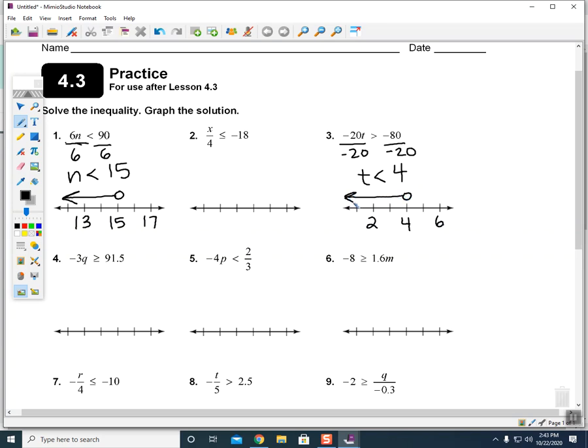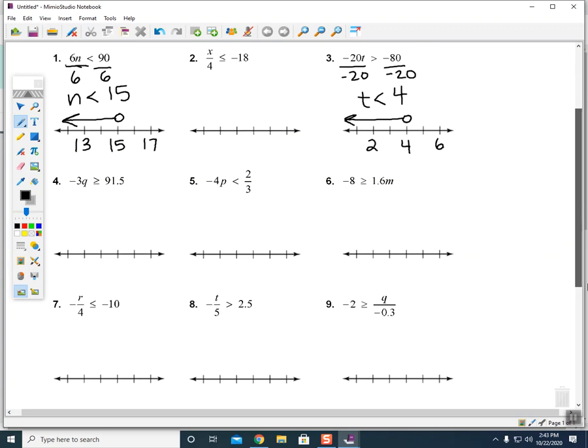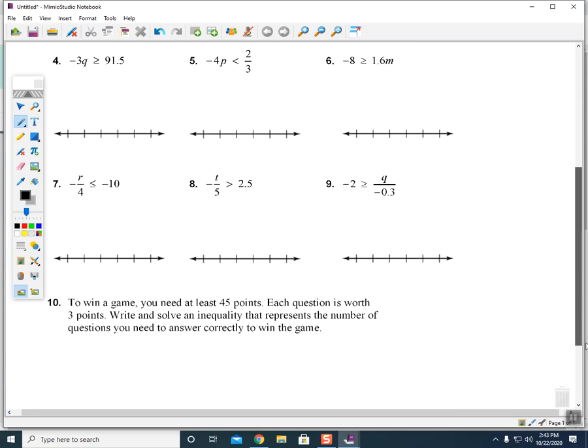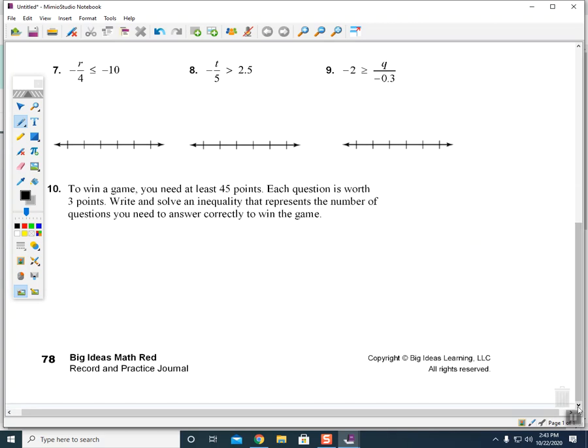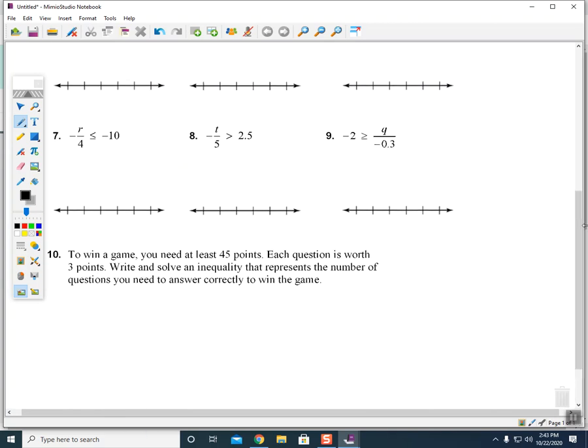I just remembered I had one more that I wanted to do with you, and that is number 9. Yeah, let's look at number 9. We'll do 9 and 10 together. So number 9, negative 2 is greater than or equal to q divided by negative 0.3. So to get rid of my negative 0.3, I'm going to need to multiply both sides by negative 0.3.